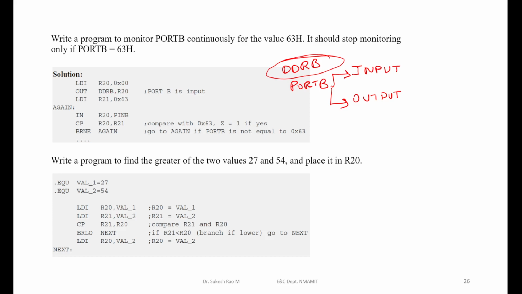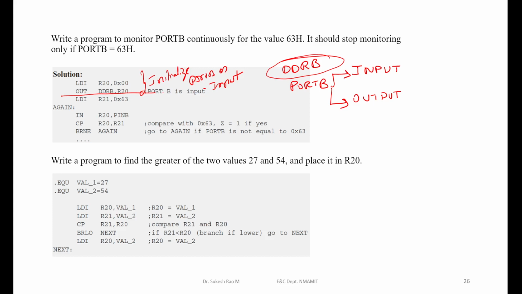Now let's come to the program. This is the initialization. This part of the code is to initialize port B as input. That's what we are doing here. Now LDI R21 is loaded with 63. Now what I'll do is read it. I'm going to read pin B.